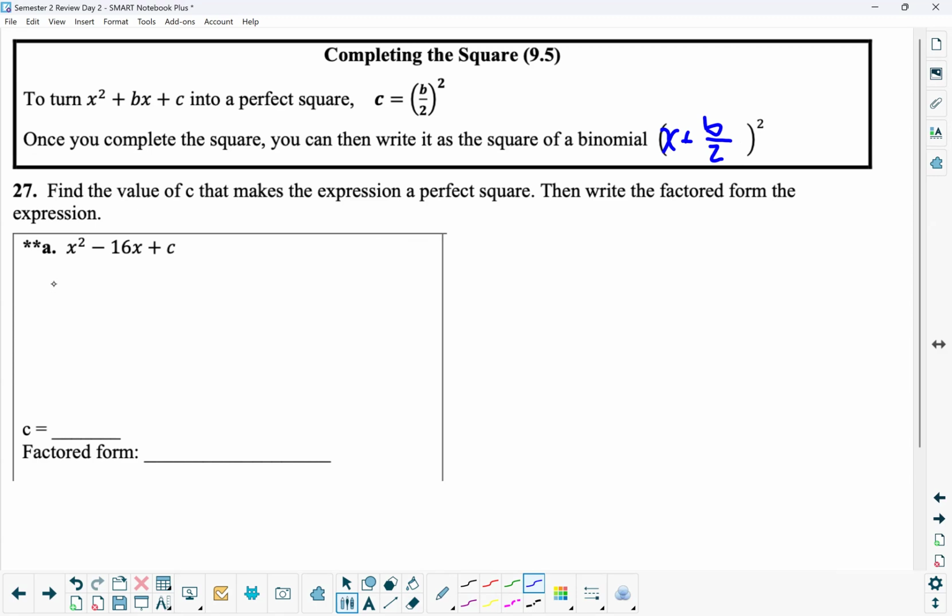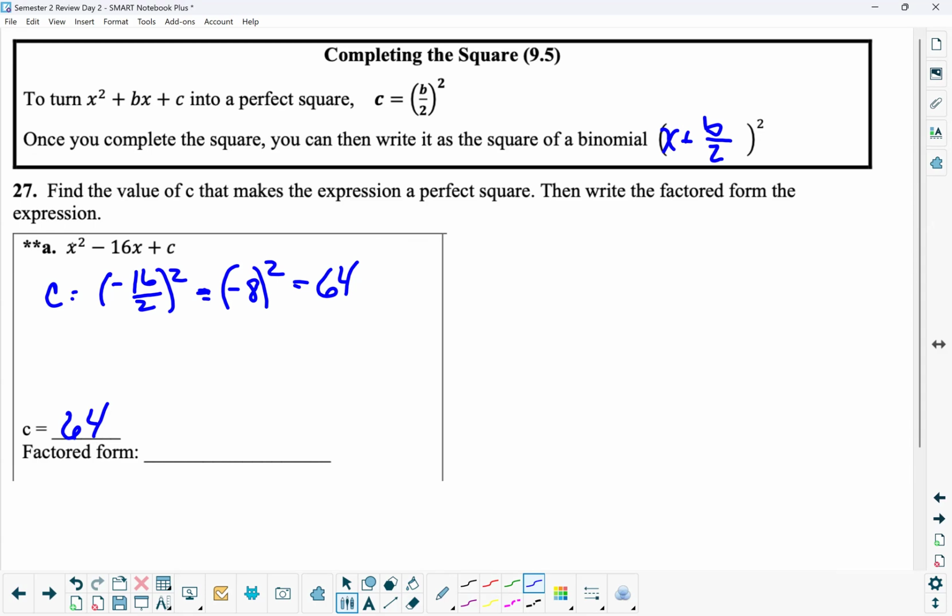So my value for c has to be negative 16 divided by 2 squared. Negative 16 divided by 2 is negative 8. When I square negative 8, I get positive 64. C will always be a positive number.